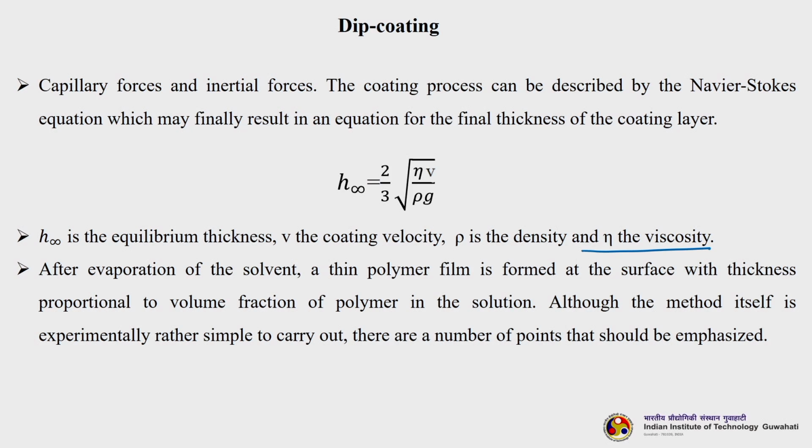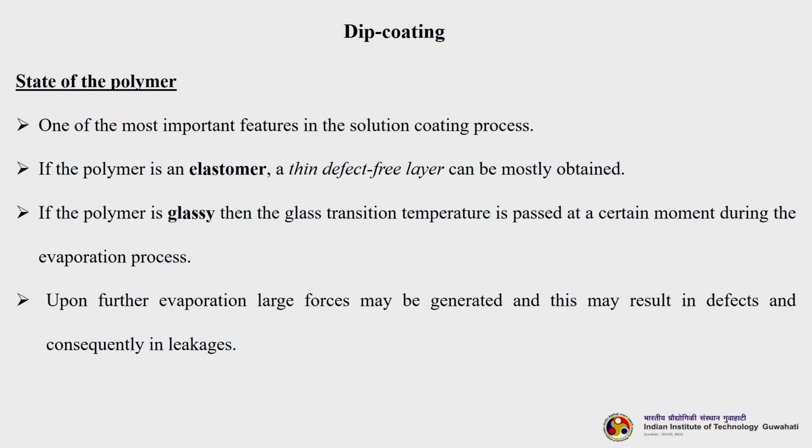Although the method itself is experimentally rather simple to carry out, there are a number of points that should be emphasized. The first one is the state of the polymer. One of the most important features in the solution coating process is the type of polymer. If the polymer is an elastomer, then a thin defect free layer can mostly be obtained. Mostly elastomers are used to get a very thin and defect free layer.